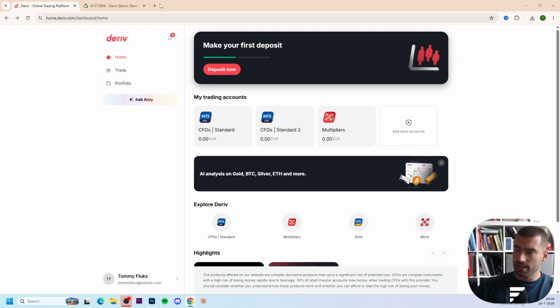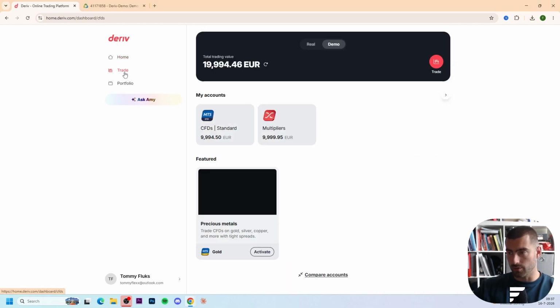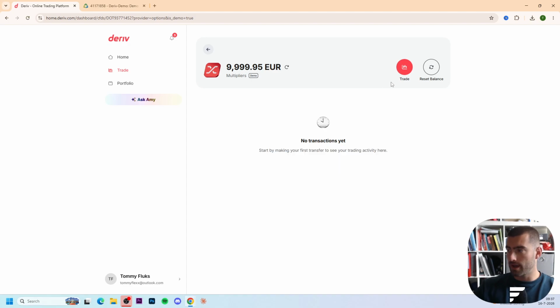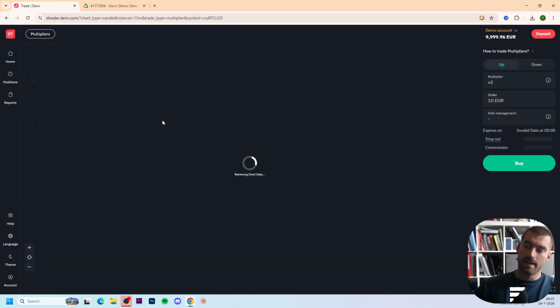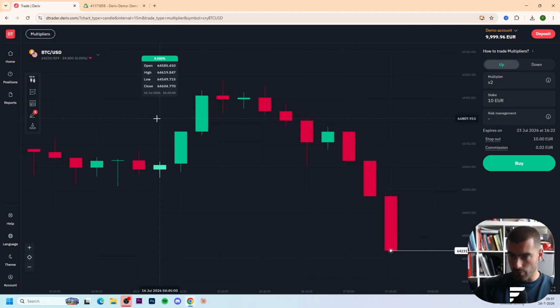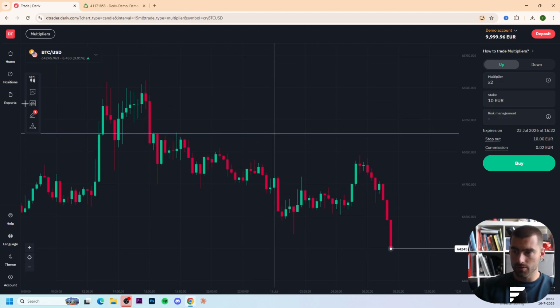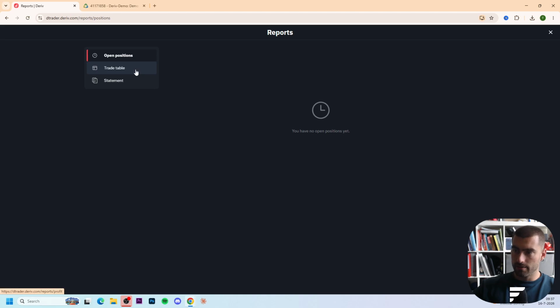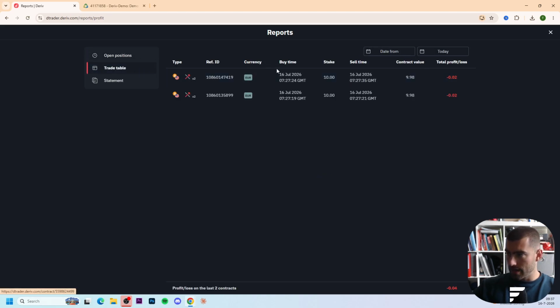So the first thing that I will show you is how to find it right there on the Deriv trader. So we go to trade, multipliers, trade, and then it sends us right here to the Deriv web trader. Then what we're going to do is we select right here reports, and then we select right here trade table. And this is the place where you can find your transaction history. So this is where you need to be.